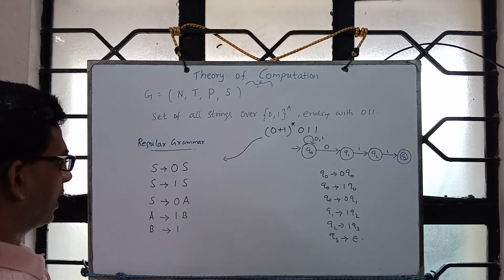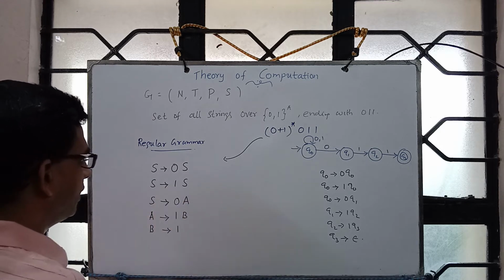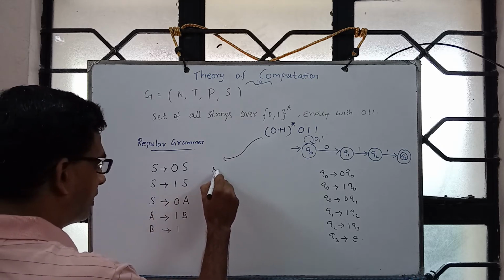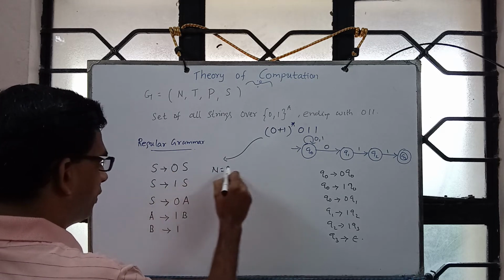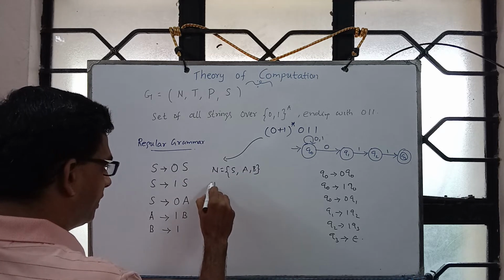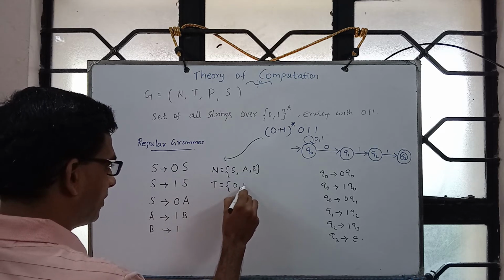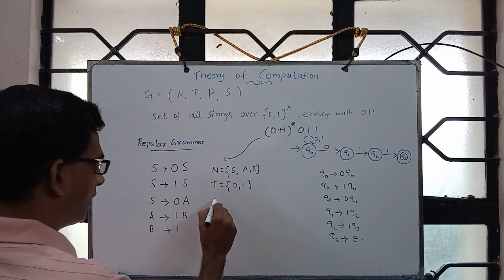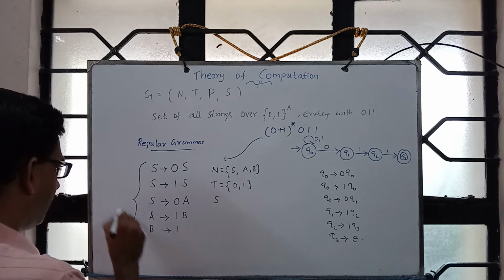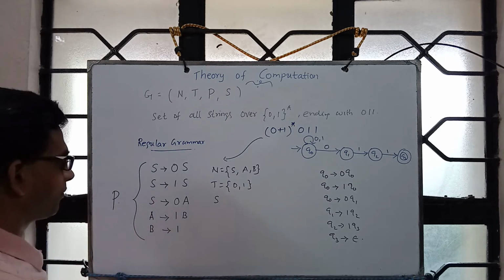Fine. Now let's look at this. The non-terminals are S, A, B, and the terminals are 0, 1. Start symbol is S, and these are all my productions.